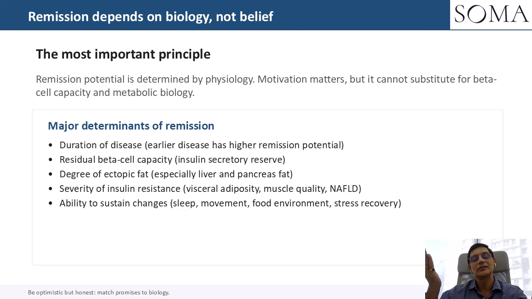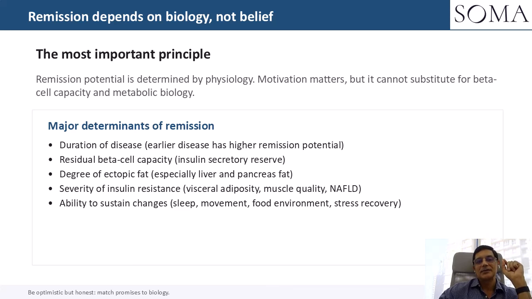And fourth one will be degree of insulin resistance. Severe insulin resistance requires larger changes and longer time frames. And finally, ability to sustain lifestyle changes, not perfect lifestyle, sustainable lifestyle. Because even if a patient reaches remission, relapse can occur if upstream drivers return: weight regain, visceral fat, sleep disruption, inactivity, or chronic stress.